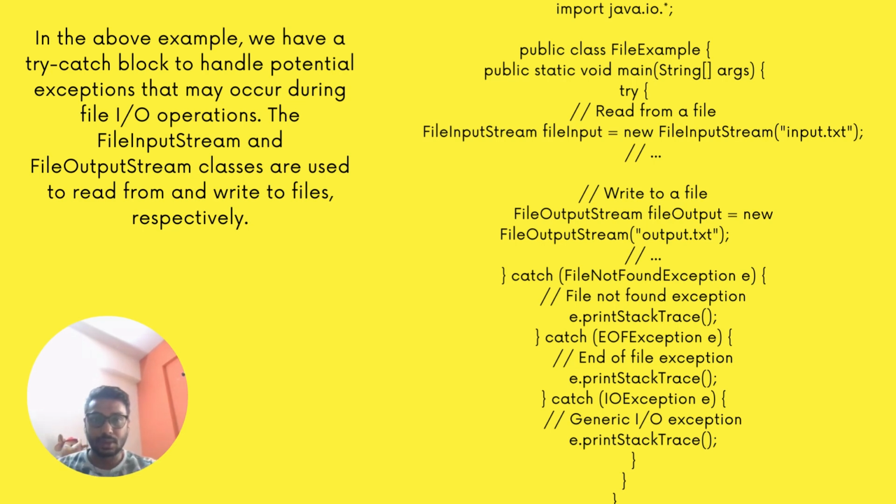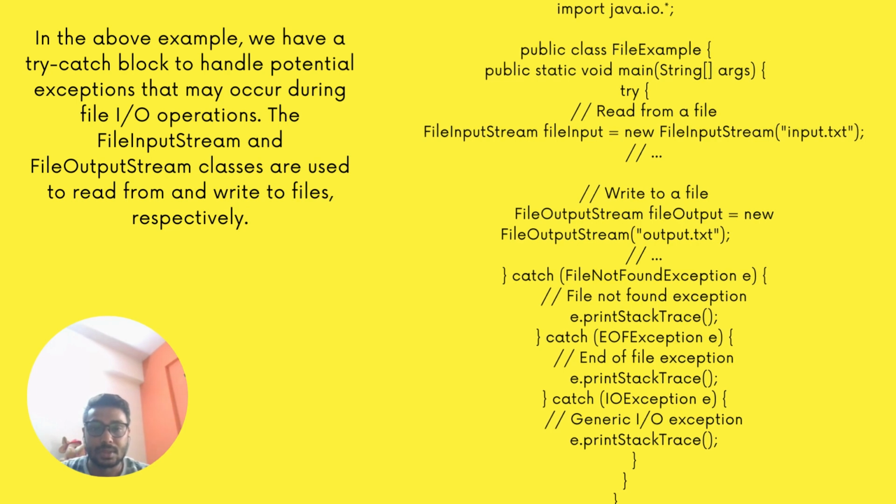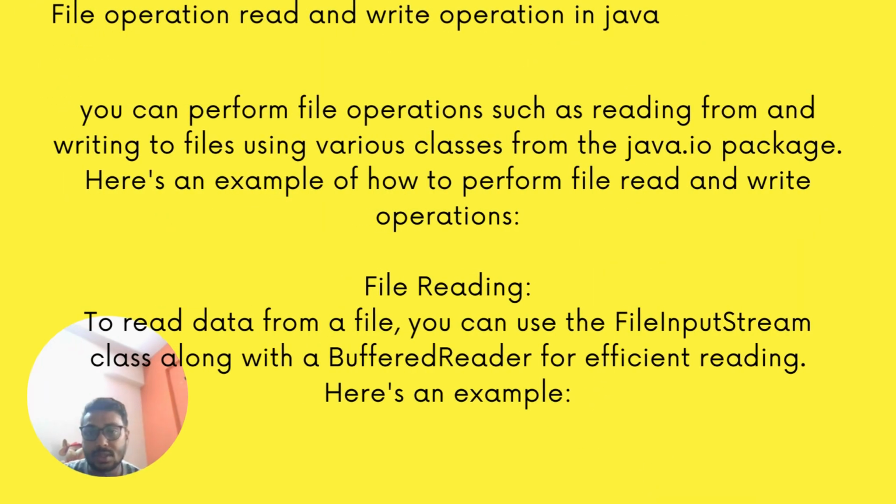So here you can understand that we have a try catch block to handle the exceptions that occur during input output operations. Input output operations in the sense that we are reading something from the file or writing to the file. So we have managed a block to handle the exceptions which we discussed. Basically, we discussed file read and write operations in Java, which we can perform using the Java I/O packages.